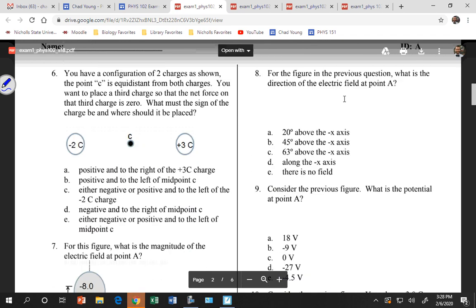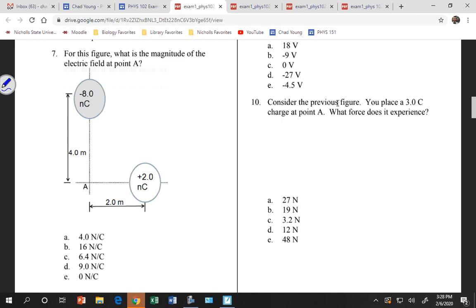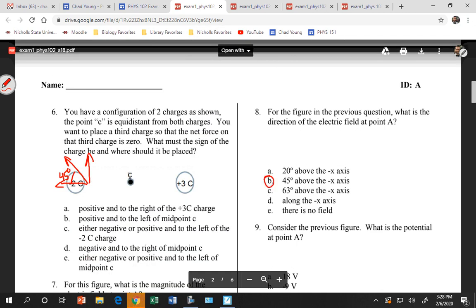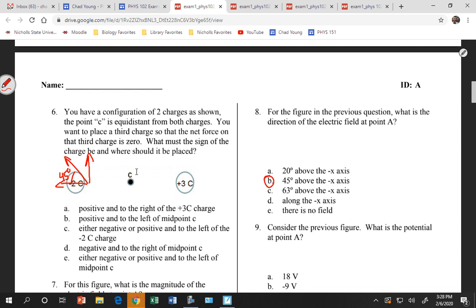Yeah, so what is the direction of the electric field? Well, I have one electric field there and another here, so it's going to be 45 degrees above the negative x-axis. So let's see if that's an option. Oh, it is. So B is the right answer for number 8.